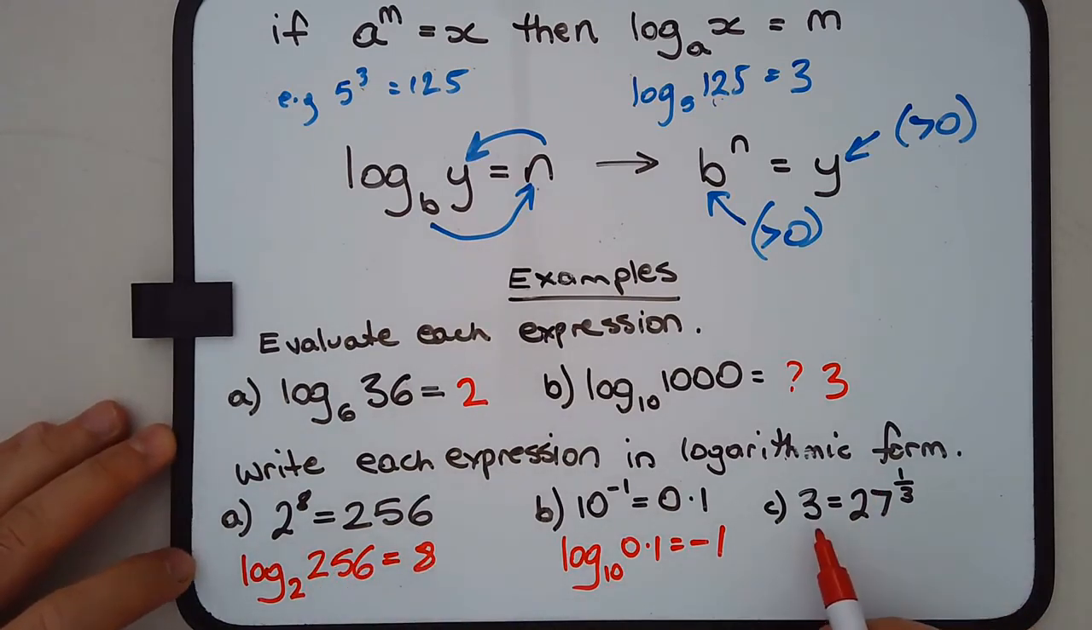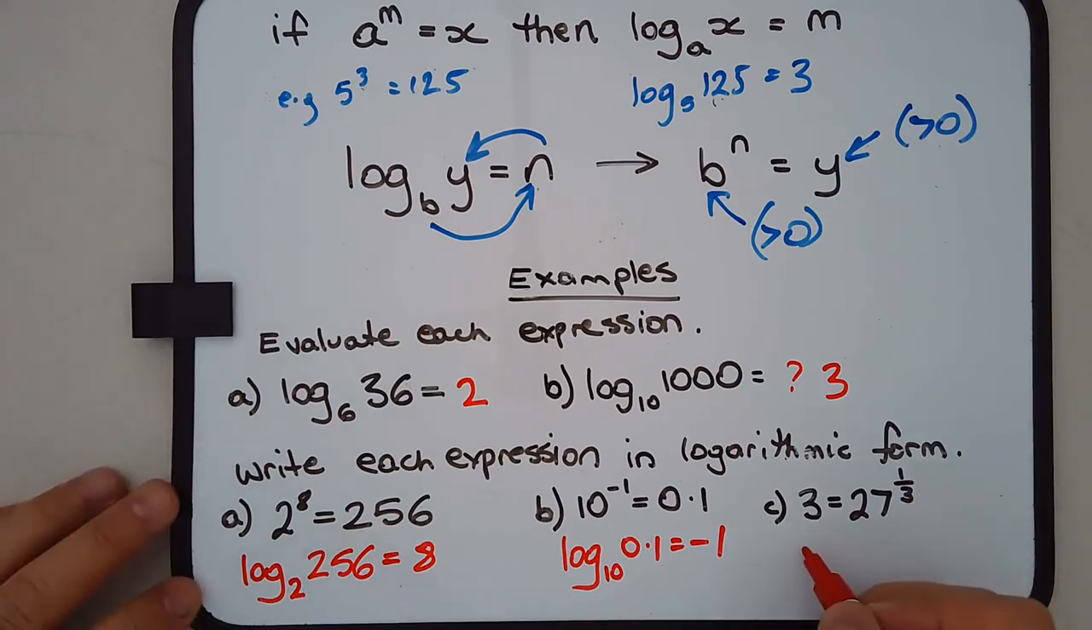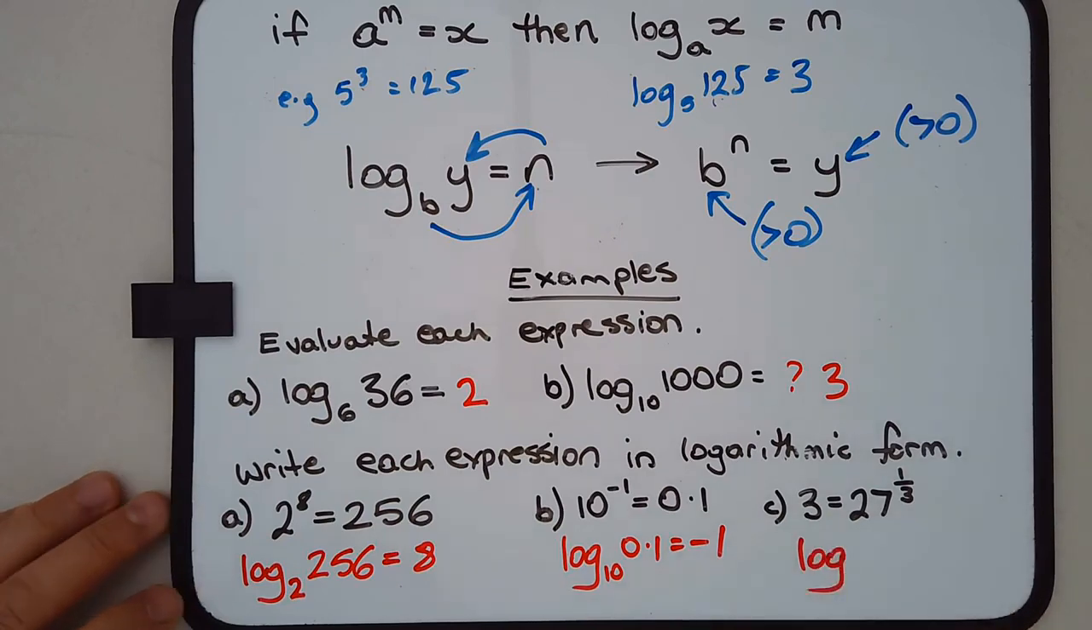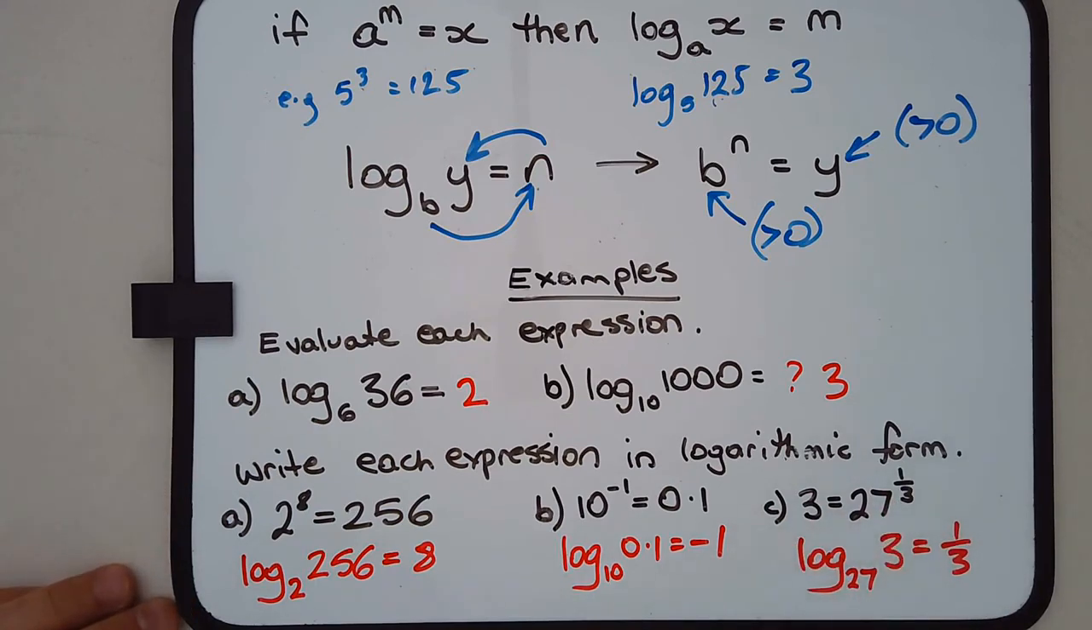And the last one here, 3 equals 27 to the power of a third. Well, that's a cube root of 27. So of course, 3 times 3 times 3. Let's write that in logarithmic form. Write the word log. The base is 27. The simple number is 3. And the index, which is the subject of the formula, is 1/3. And that's how we convert exponential form into logarithmic form.